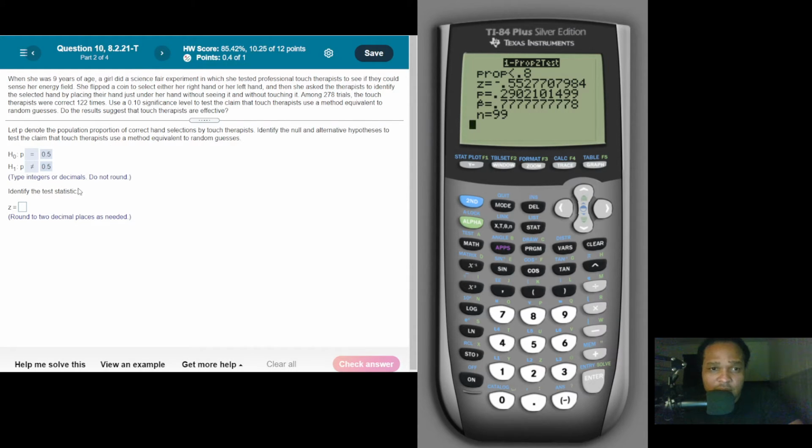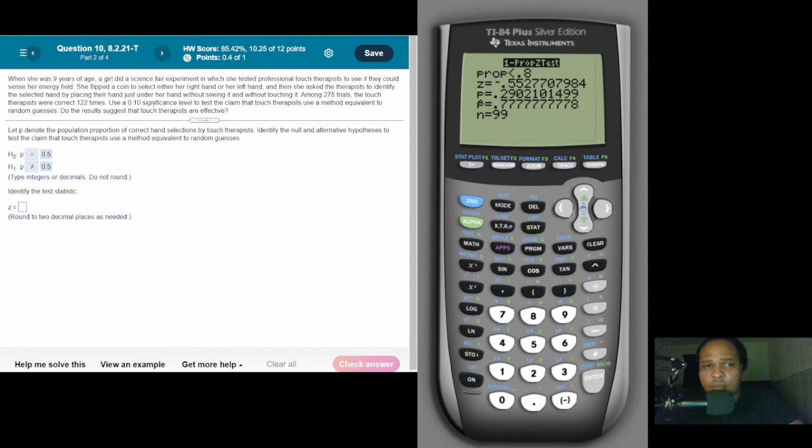Okay, let's see if we can just explain how we got this. Let me see. She was 9 years of age. She flipped the coin. She asked therapists to identify. Okay, so here it is.